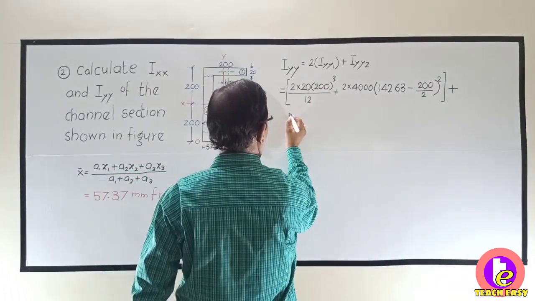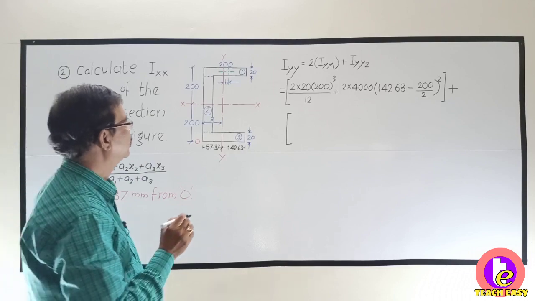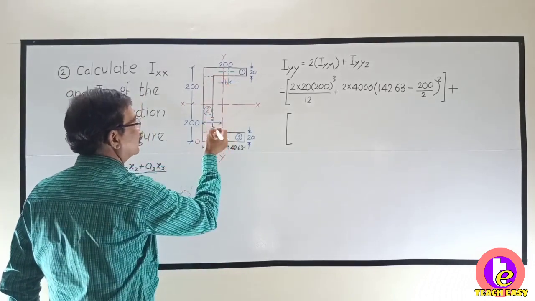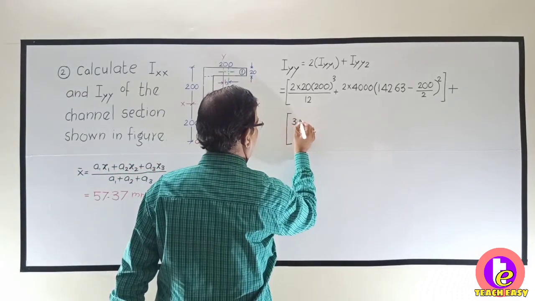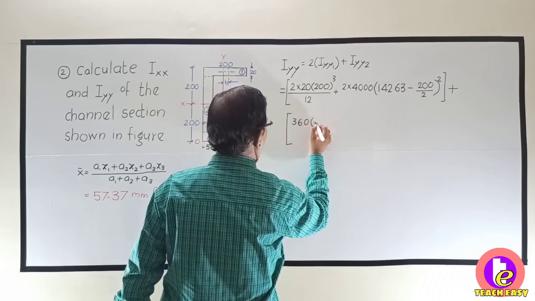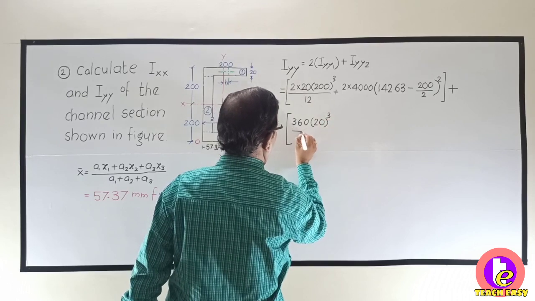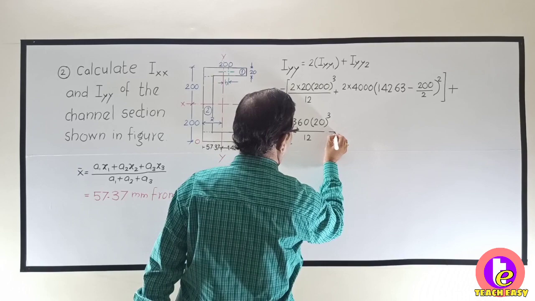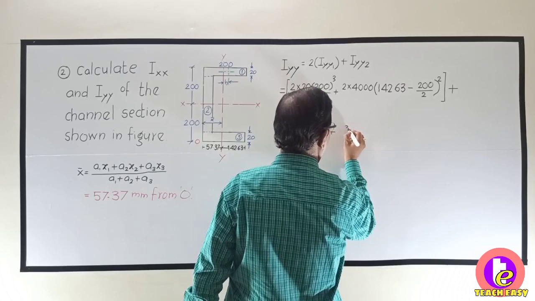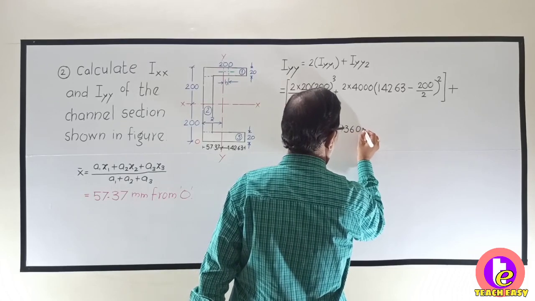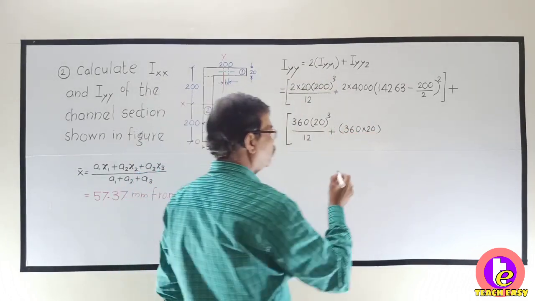Now Iyy2. So for Iyy2, what is Iyy? db cube by 12. What is d? What is d for second part? This is 400 minus 20 minus 20, that is it is 360. What is b? 20 cube divided by 12 plus area into h square. What is area? 360 into 20. This is area, that is 7200 into h square.